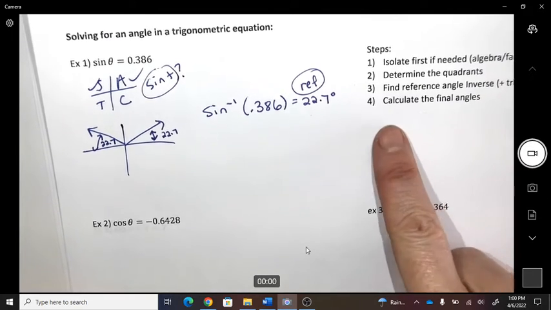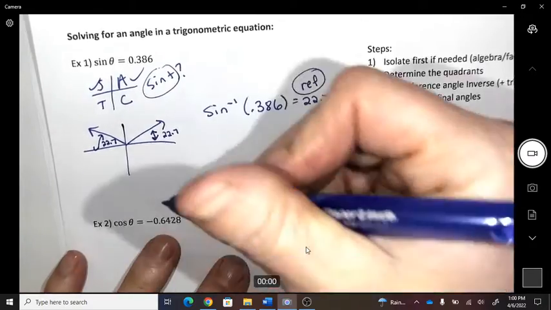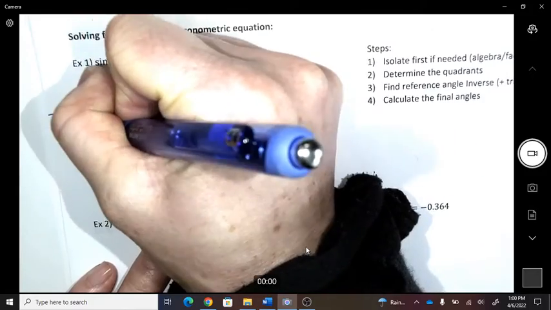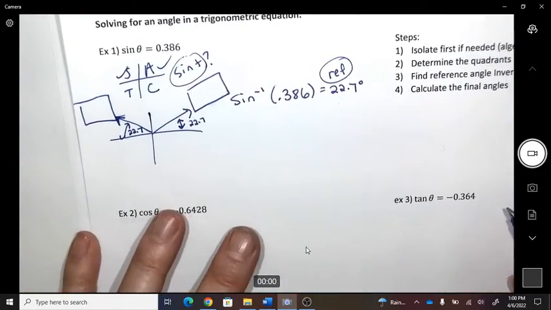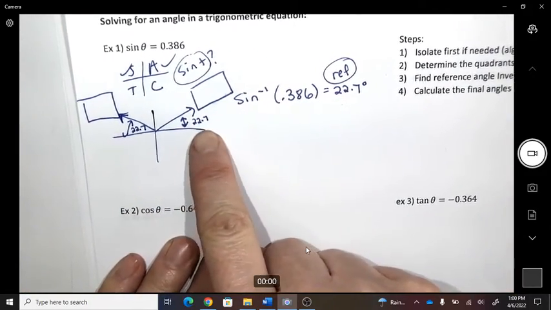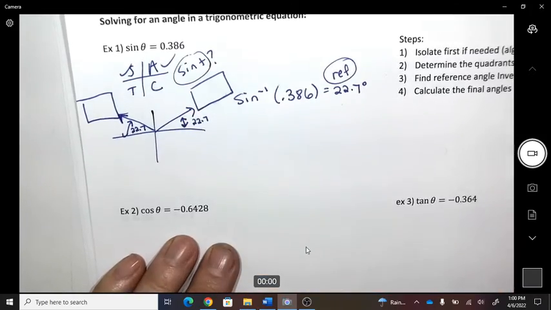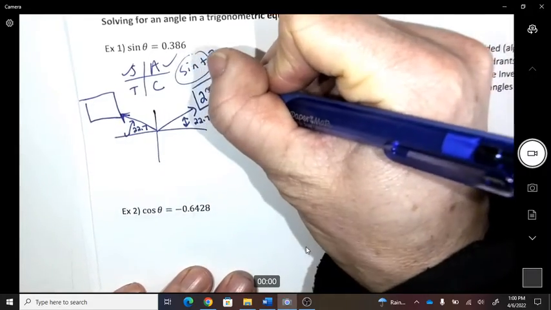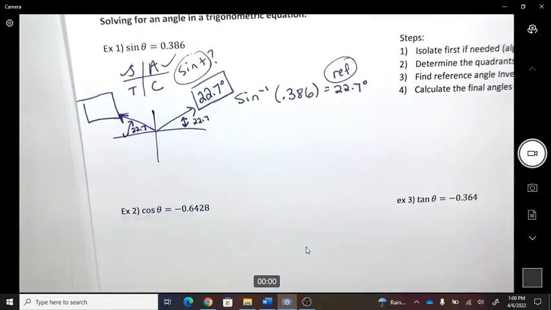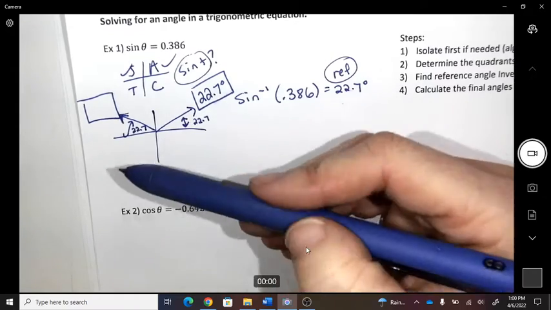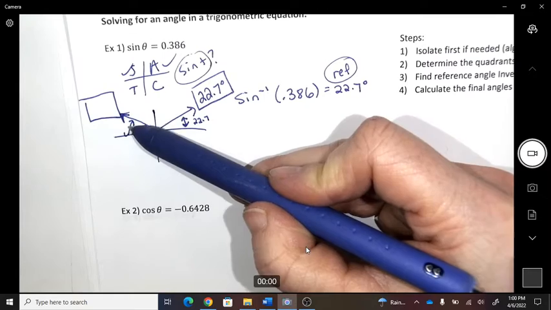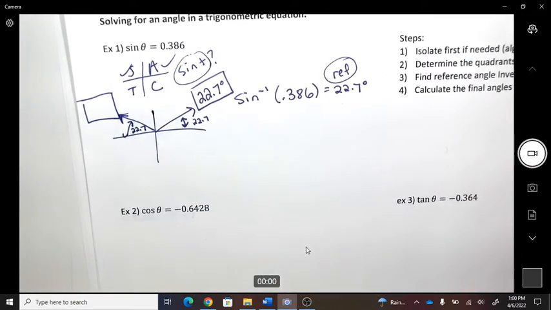Okay, now the last step is to calculate the final answer. So if I'm here and then I swivel 22.7 degrees, where am I? 22.7 degrees. If I'm here and swivel 22.7, where am I? How will you get this?